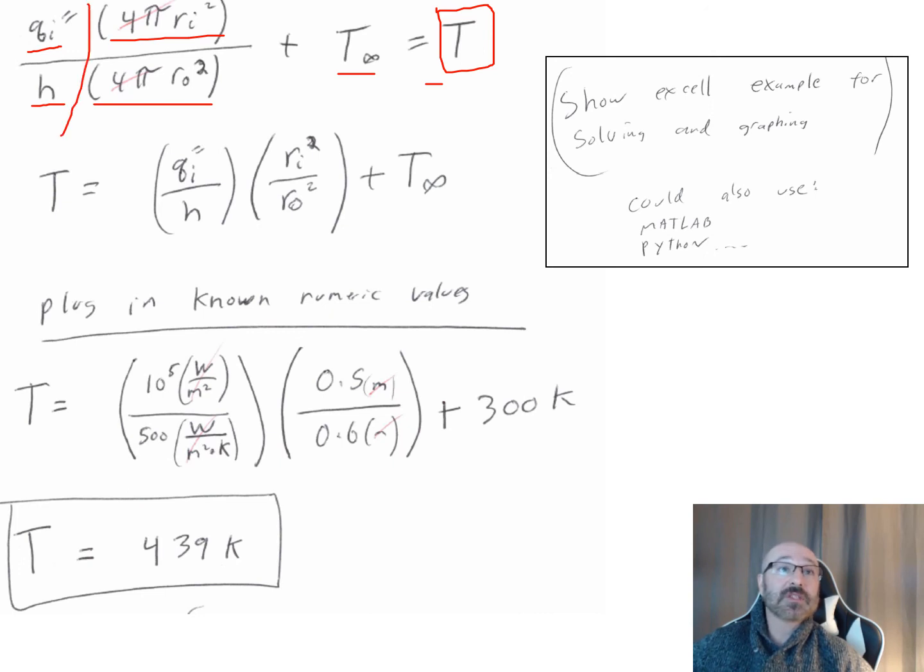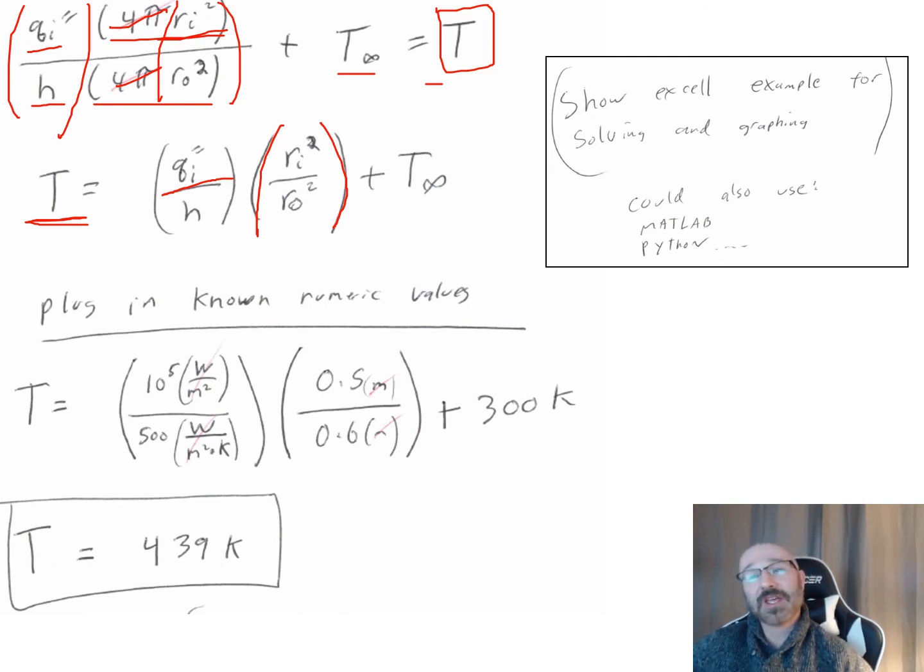Let's separate this out like this, and we can see that our 4 pi and our 4 pi cancel, so we're just left with this ratio between our inner radius and outer radius squared. So our temperature for steady state is equal to our heat flux divided by our H value times our inner squared over our outer squared plus our T infinity.